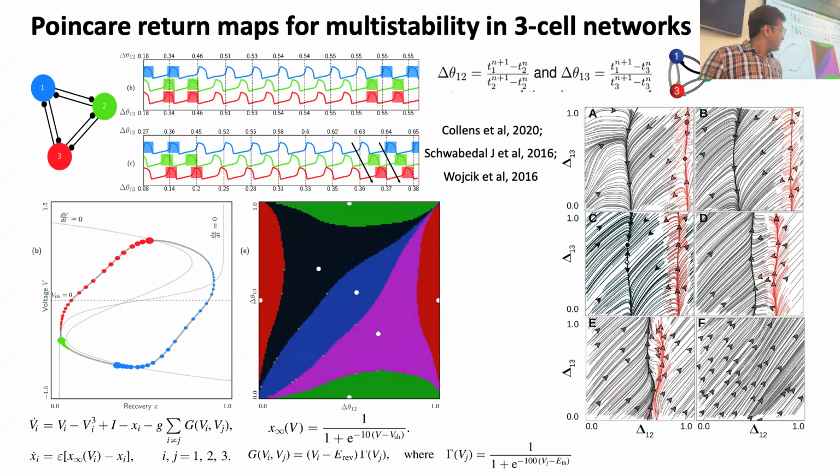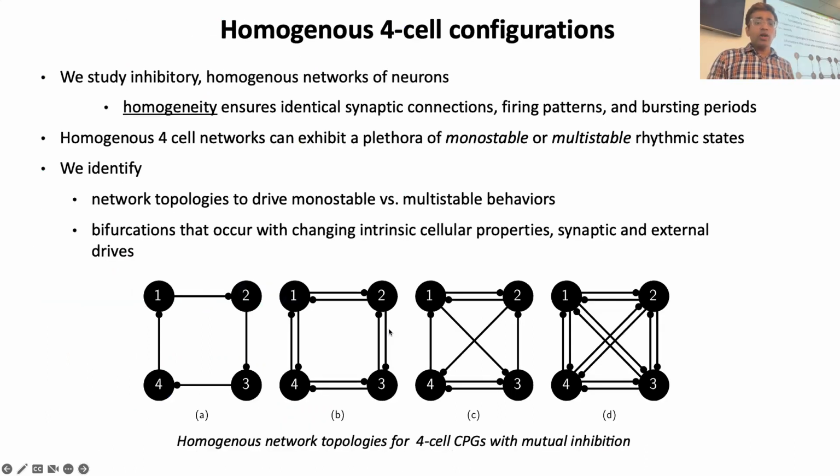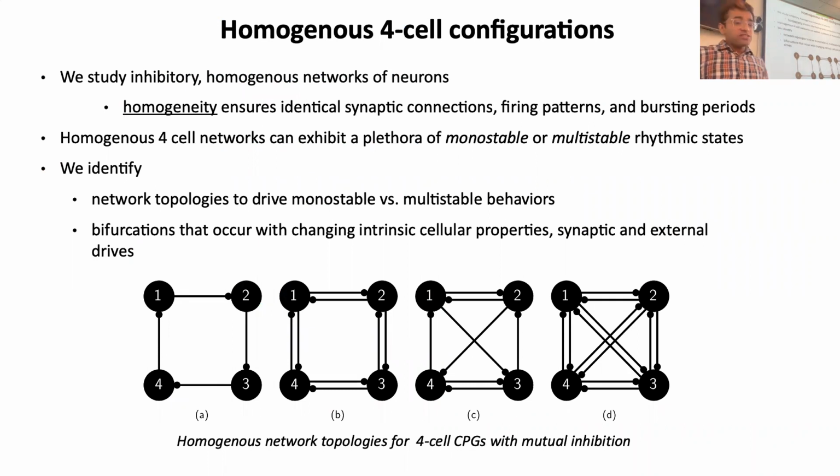Okay, so the Poincare return maps have been used to study 3-cell dynamics. Now imagine you have one more cell. For 3 cells, you have 2 phase differences, and you can plot it on a 2D map. If you have 4 cells, you have 3 phase differences, and it's already a 3D system. And if you have more and more cells, it's not easy to visualize and look at these different basins of attraction. So what we are looking at here is homogeneous 4-cell configurations.